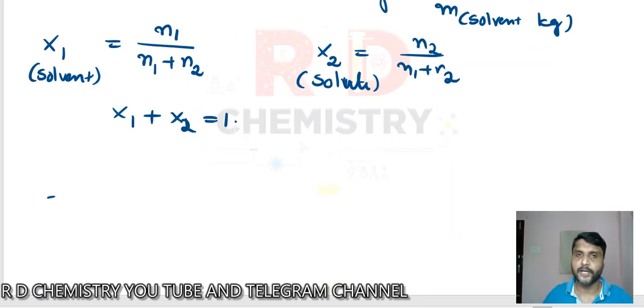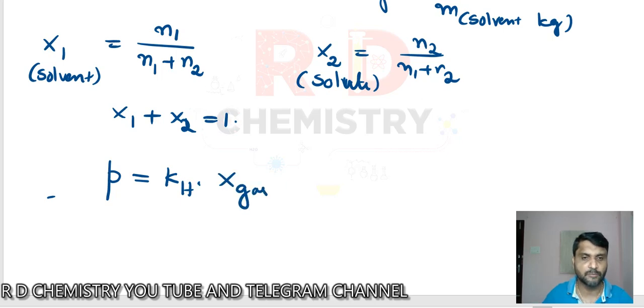We have to remember colligative properties and Raoult's law and Henry's law. So let me start with Henry's law. In the case of Henry's law, the partial pressure of the gas is equal to KH, Henry's constant, into the mole fraction of the gas. This is the mole fraction of the gas. This is the partial pressure of the gas above the surface of the liquid.